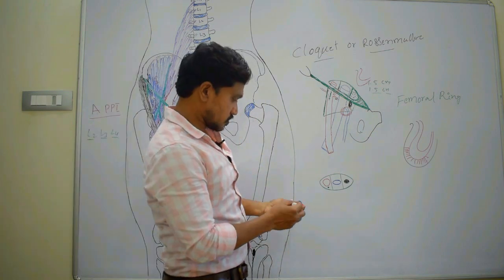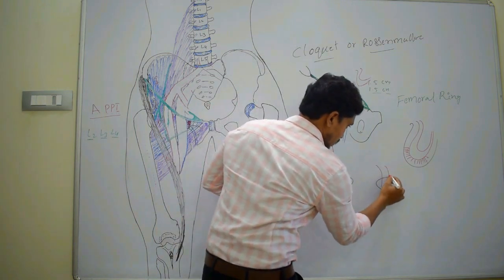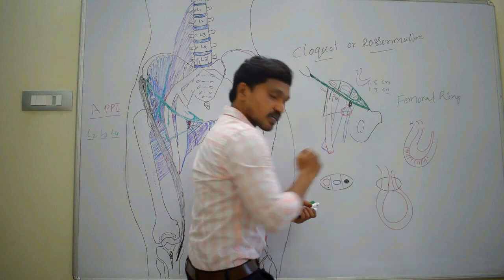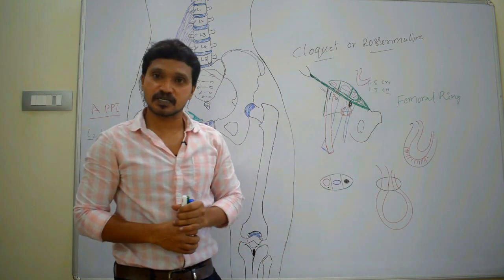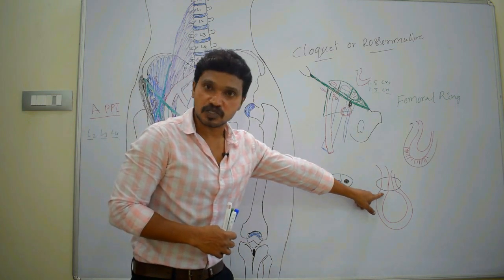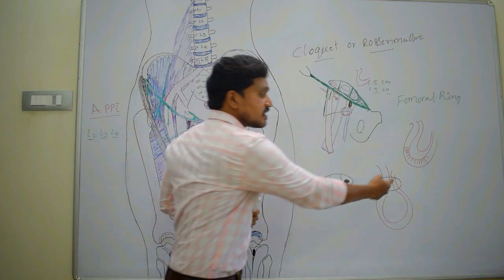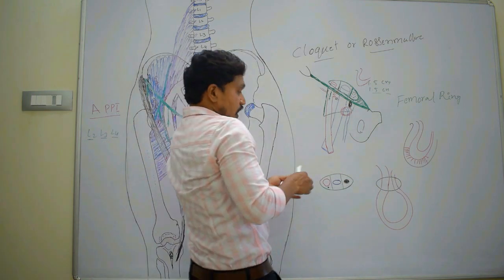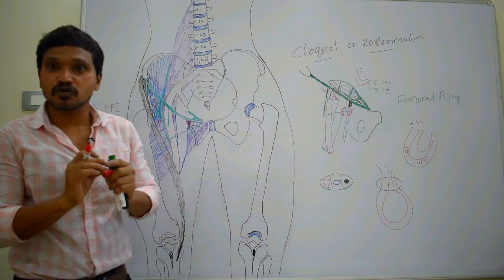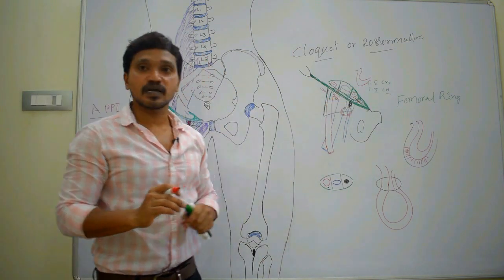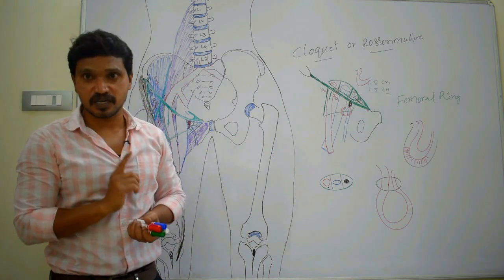Strangulation is what? Suppose this is the femoral ring. Contents are passing through the femoral ring, which leads to obstruction of the contents and obstruction of the blood vessels which are supplying this part of the intestine, which leads to avascular necrosis. To prevent that, we have to reduce the hernia by widening this femoral ring. That means we have to cut this lacunar ligament, widen the femoral ring and reduce the hernia. In that case, one thing you have to remember very carefully.